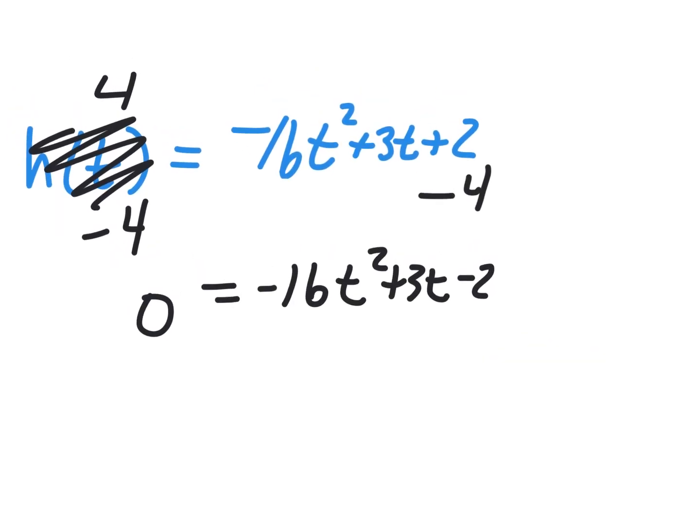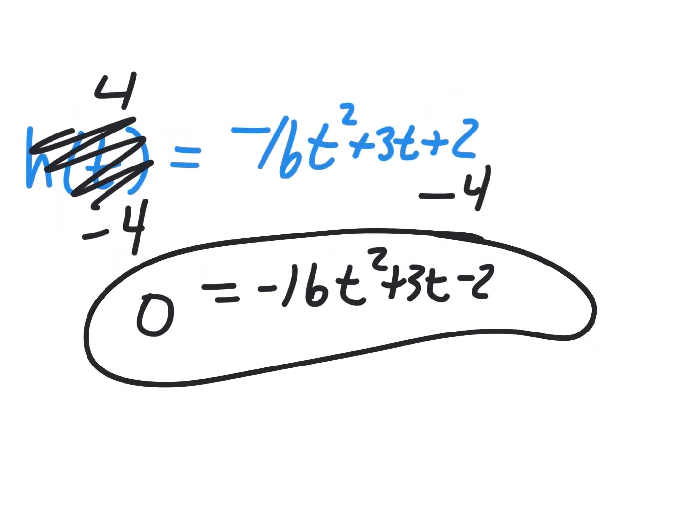And look, do you know how to solve that? It's called the quadratic formula. What's A? Come on, what's A? -16. What's B? 3. What's C? -2. And you just put that in the quadratic formula.